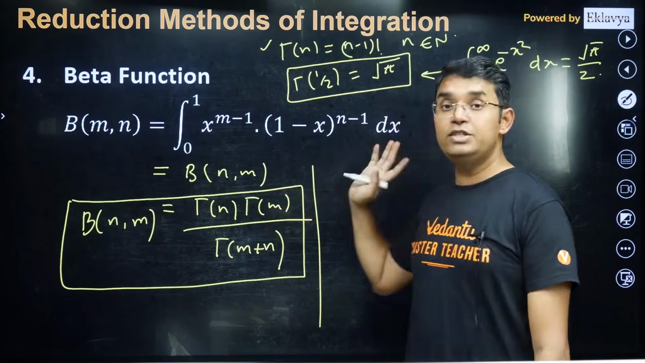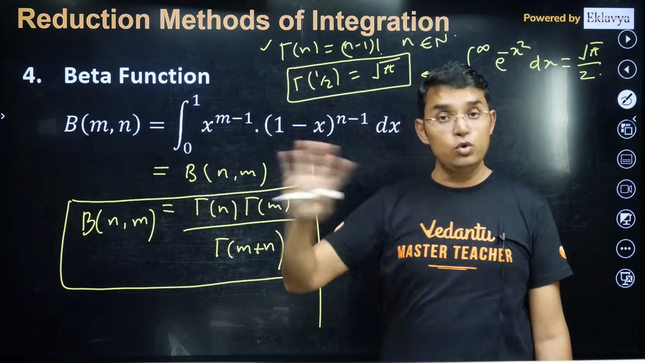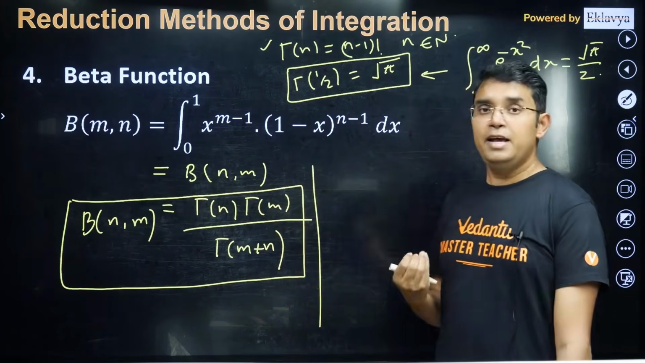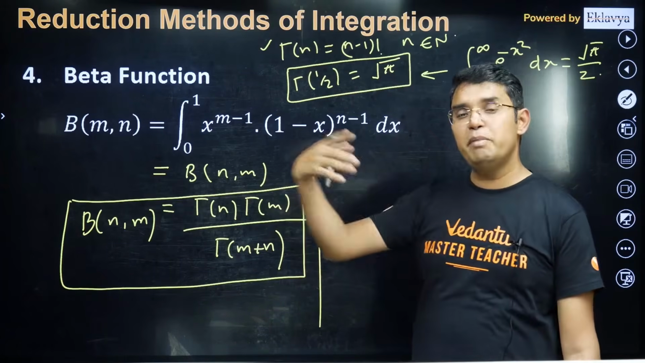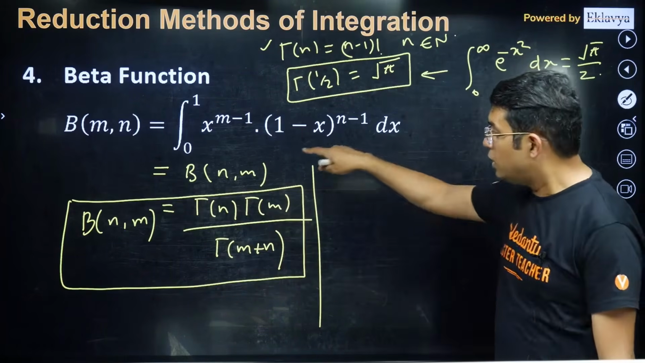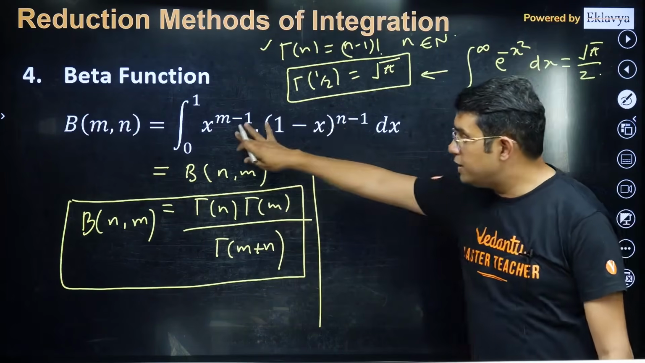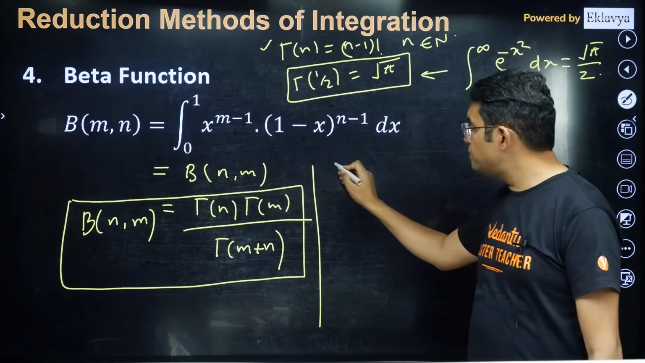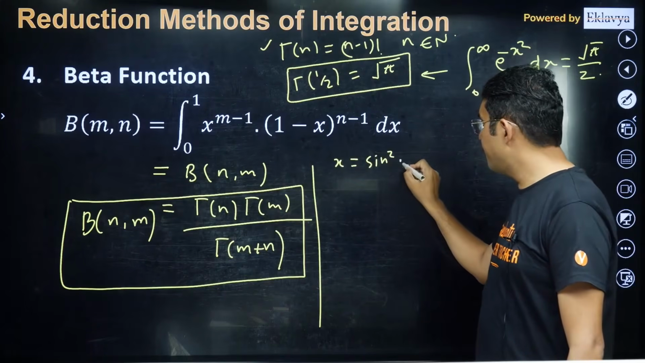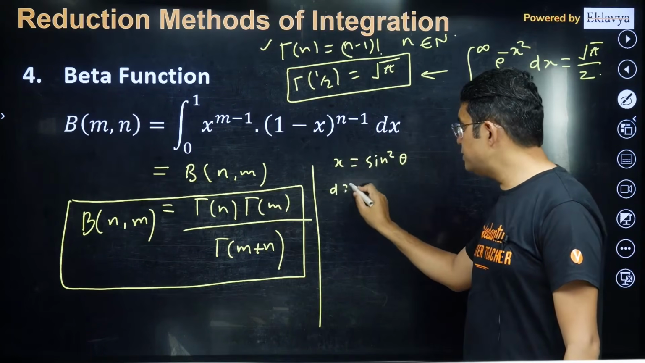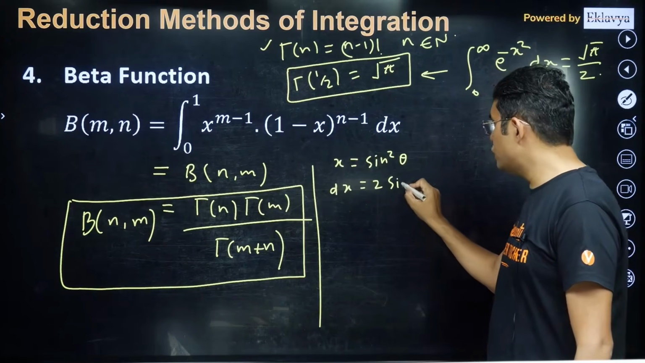The use of this in JEE Advanced has not been very huge, I will say, but it is worth remembering this result because it is connected to many things. Now how this thing is coming, please see. To derive beta mn, we will write x is equal to sine square theta. Then dx becomes equal to 2 sine theta cos theta.